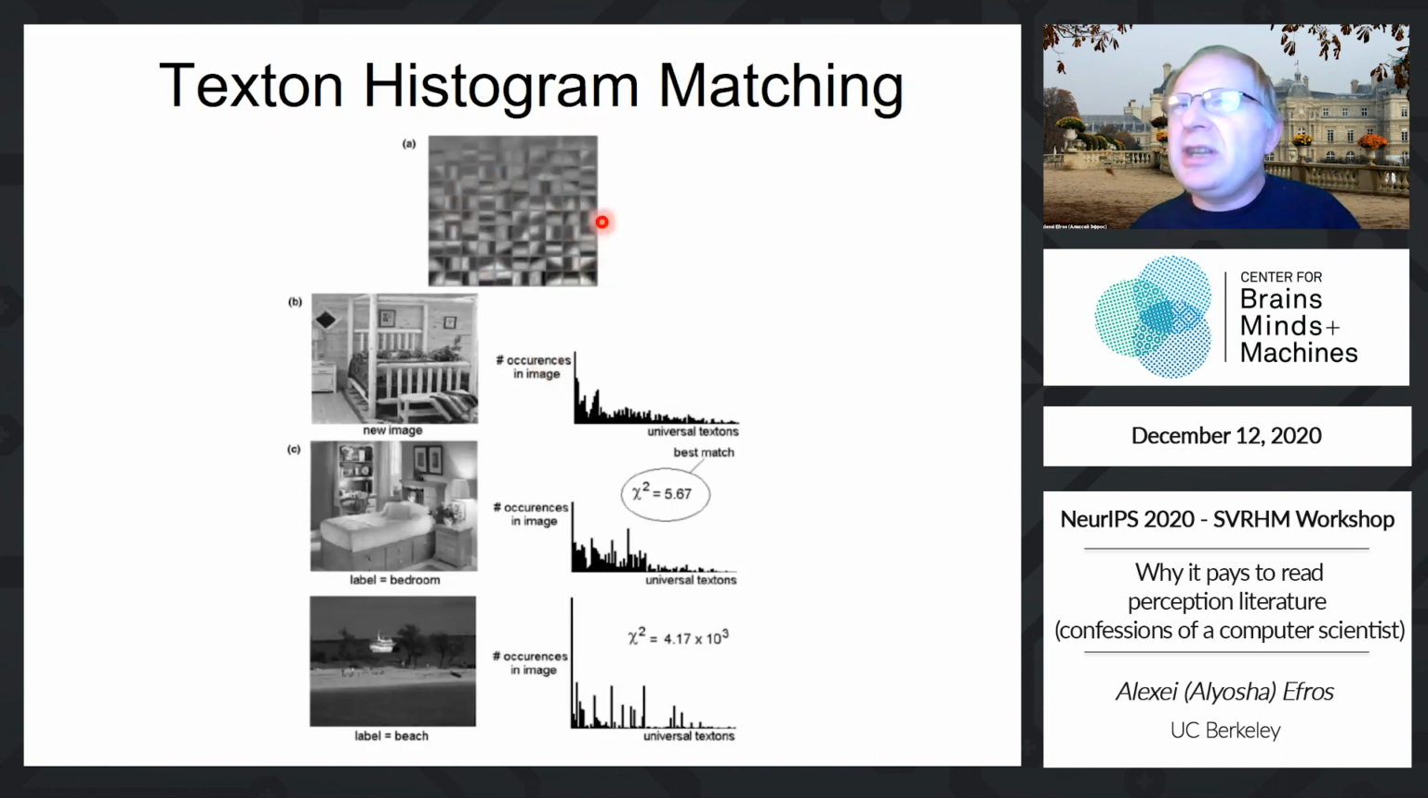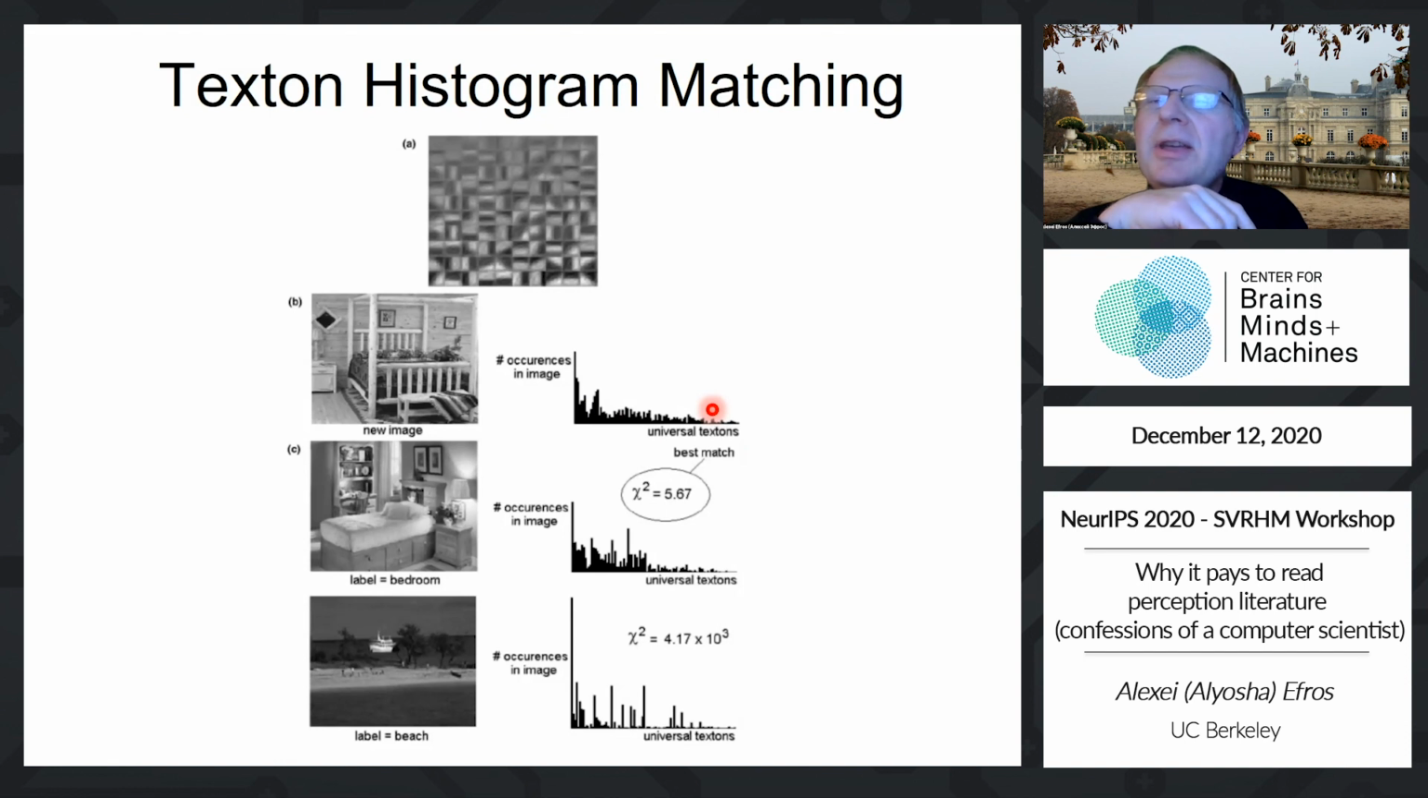And so what they did is they basically built a dictionary of patches, and then they looked at the histogram of these patches, textons, and then they just did nearest neighbor in the histogram of patches for discrimination. So really a very basic, very low-level texture kind of question. And they thought, how far can they go? How well can they do?